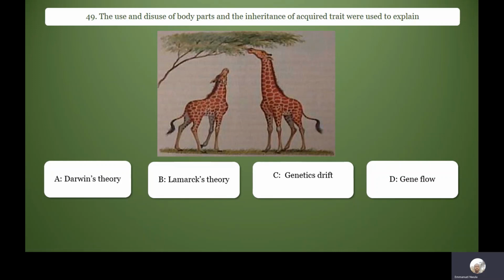Of course, you know that the first part of the theory, that we can get a part of the body more developed by frequently using it, is correct. But passing that to the offspring is not correct. So that part of Lamarck's theory is not accepted, that if you acquire a trait from the environment, you can transfer it to your offspring. But that is his theory anyway, the use and disuse of body parts. So the correct option here is B.